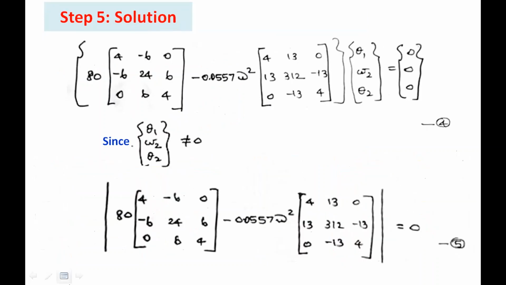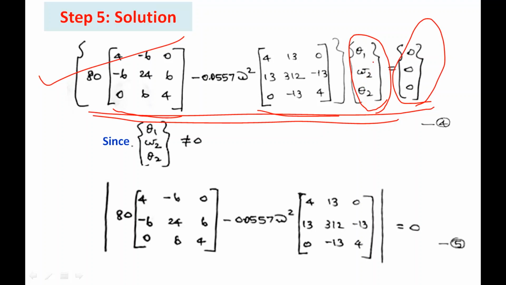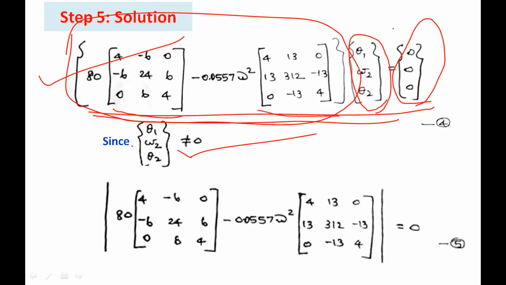This is the solution step. After eliminating the 3 rows and 3 columns, we are getting this 3 by 3 matrix. This is the 3 by 3 matrix for the stiffness matrix K. This is the 3 by 3 matrix for the mass matrix. In vibration problems, we use the eigen equation concept to solve the problem. When you say this is equal to 0, we know that theta 1, W2, theta 2, these are the nodal parameters. These cannot be 0 for any vibration to occur. So we can say this matrix part will be equal to 0 to satisfy this equation.